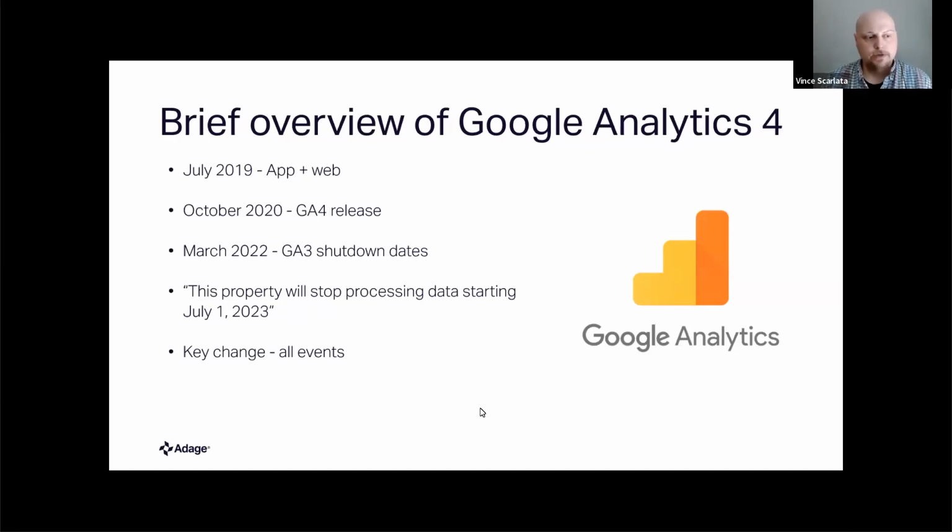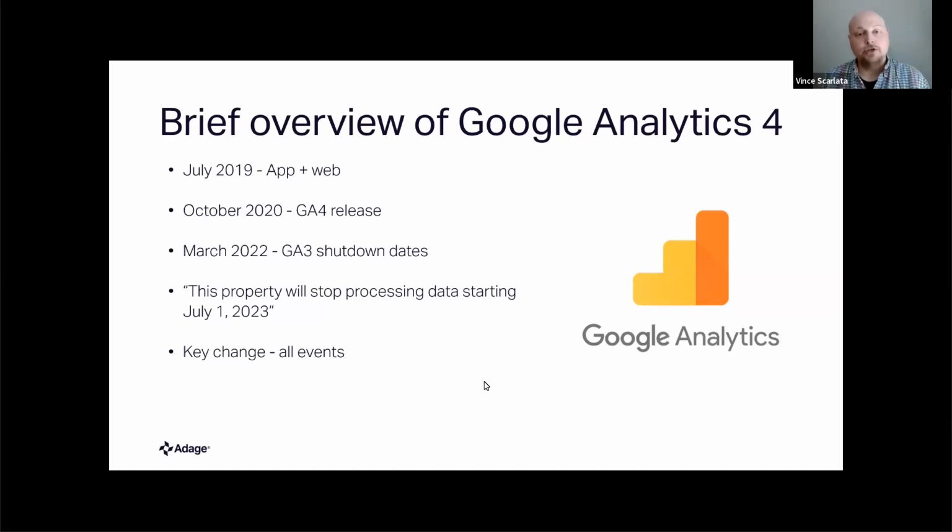In March of 2022, they announced that everything will shut down July of this year. It's pretty aggressive, but now as you go into analytics, you will see a message that says this property will stop processing data starting July 1st, 2023. You won't lose that data, but it will stop actually bringing in data from your UA sites, or sorry, your Google Analytics 3 sites.